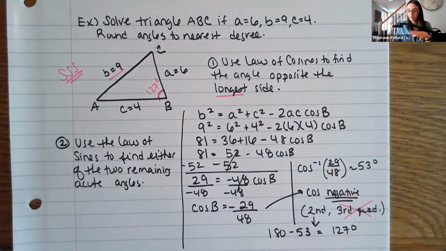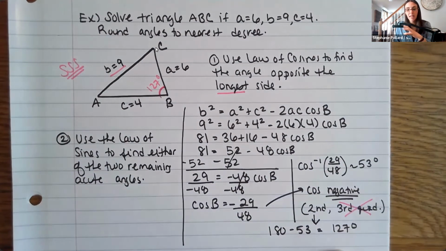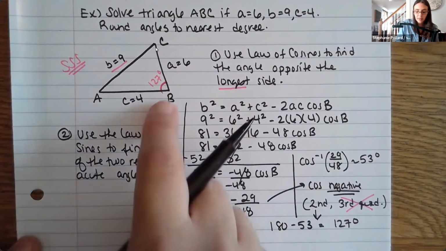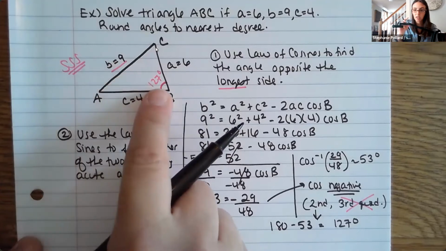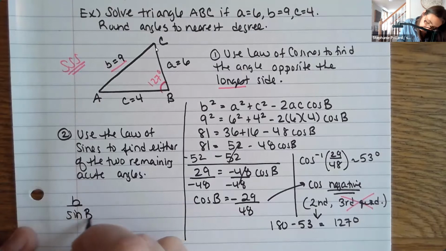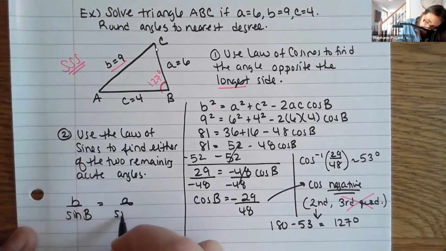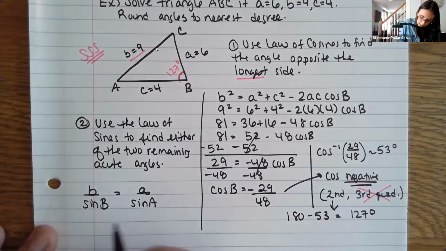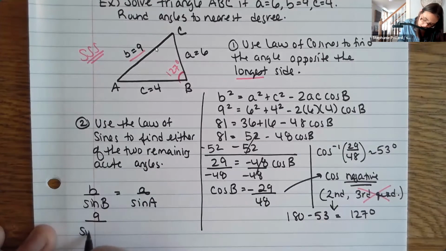So if you have the longest side already, and then you find the longest angle, then the remaining two angles have to be smaller, so they're going to be acute angles. It doesn't matter which one you find next. I do have to use my sine B information here because that's the only ratio that I have that's complete. And then I can use either one. I'll just choose A, just to keep it in order. So for B, it would be 9 over sine of 127 degrees equals 6 over sine of A.